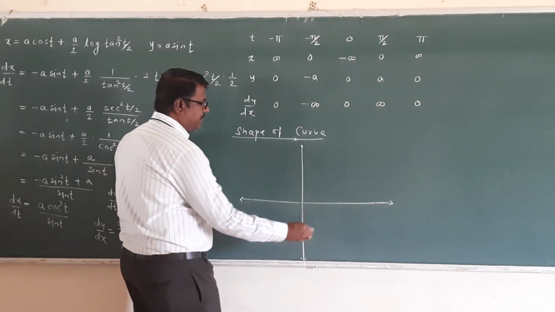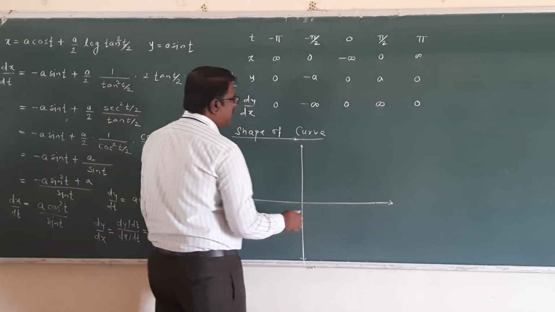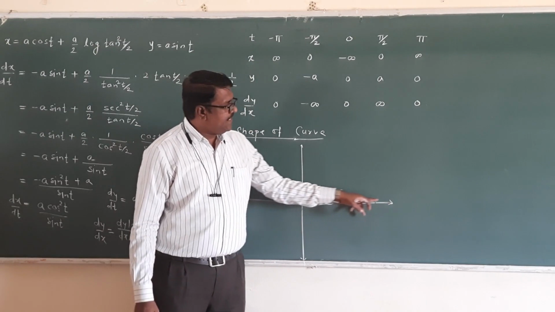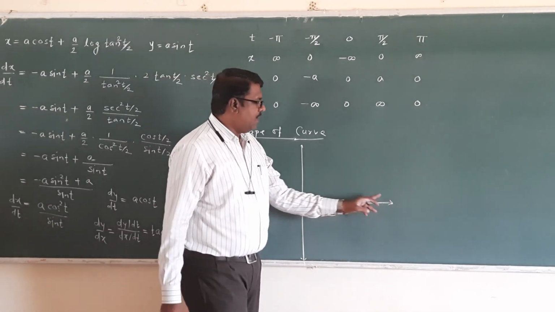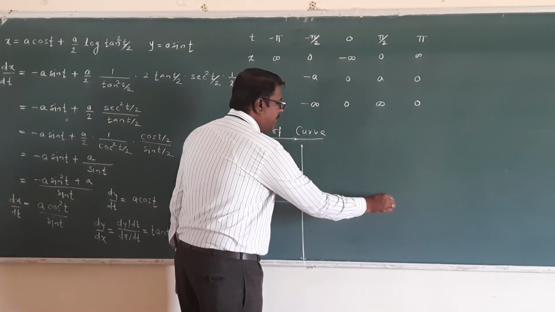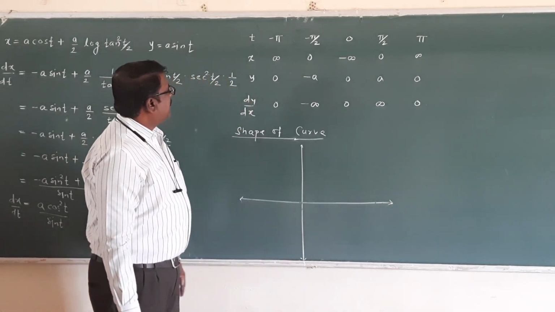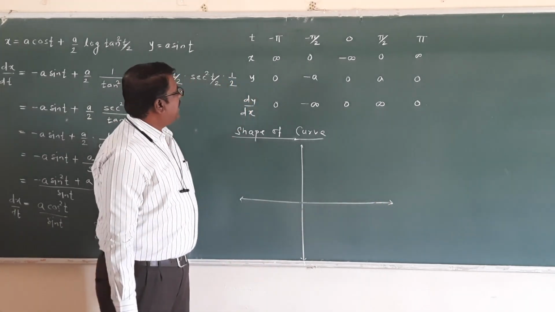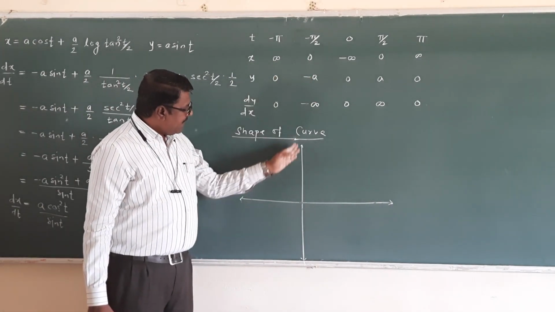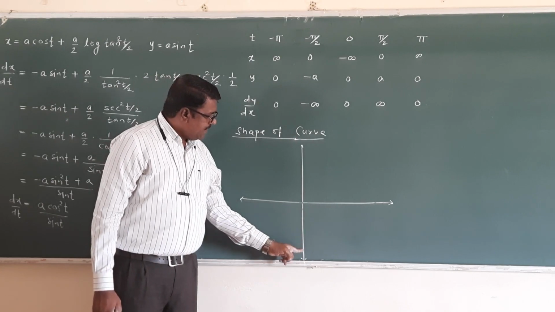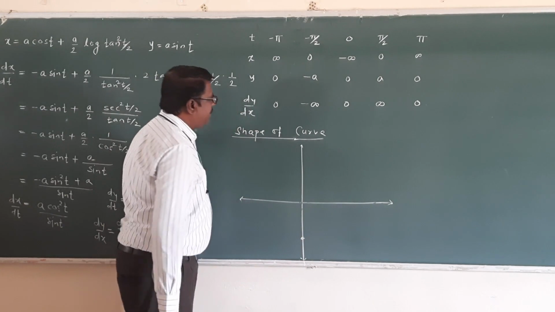So the point is, actually we cannot represent the point, but that point is at infinite distance from the origin. So we will consider maybe a virtual point, maybe here, but we cannot represent it because it is at infinite distance. So one point is here. Next point is x is 0, y is minus a. So maybe the point is here.